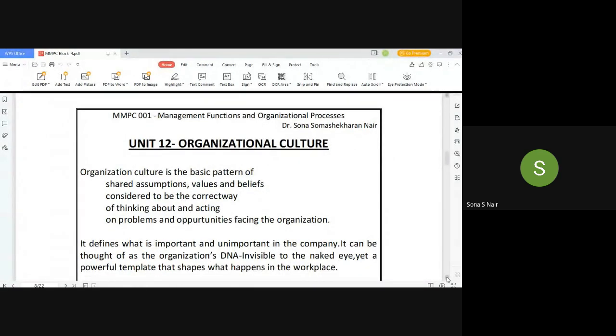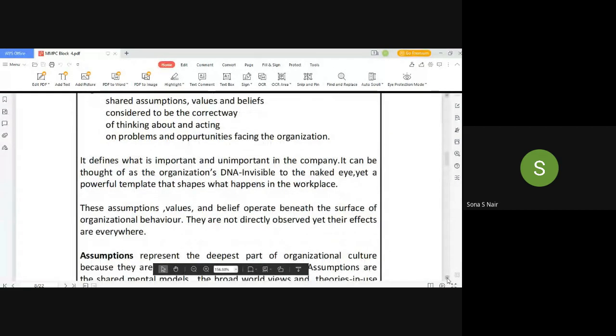But what is important here is, as far as all the other functions that we've already discussed are concerned, we say that if we have to act properly on the threats and opportunities and achieve organizational goals, we need to do this. What is separate here is that culture is a result or a pattern of assumptions, values, and beliefs in the organization. It defines what is important and what is unimportant in the company. It can be thought of as an organization's DNA, which is invisible to the naked eye, yet a powerful template that shapes what happens in the workplace.